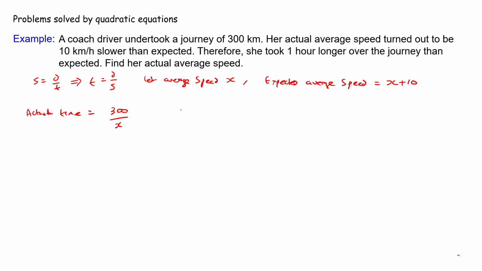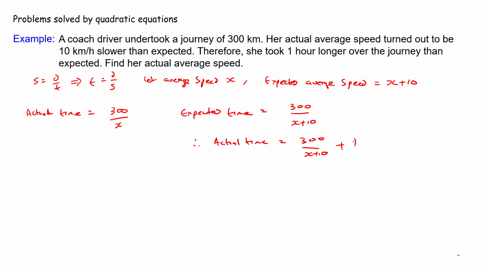Now her expected time, she took a bit longer, didn't she? It's going to be the distance again, 300 divided by x plus 10. But she was an hour slower. So we can add an hour to get the actual time. So we can say therefore actual time should have been 300 over x plus 10 plus the extra hour. Now those two times are the same.